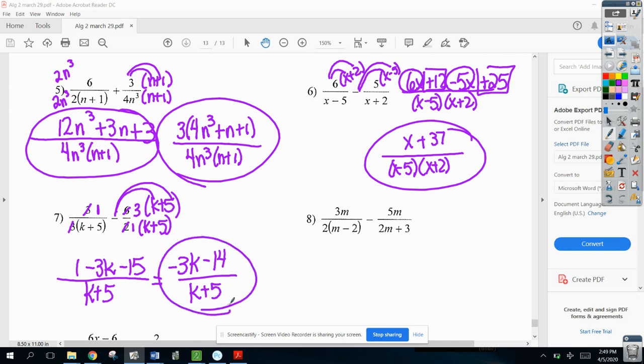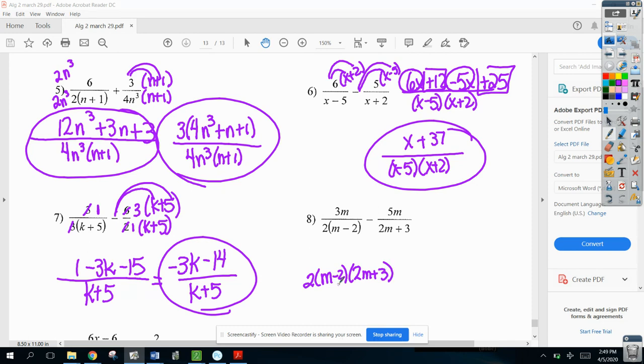Ooh, that was nice. This guy, now this is tricky because there's a 2 and an m and a 2 and an m, but one is outside the parentheses, one is with the plus sign, so you can't really fix that. So you have the 2 on the outside, you have the m minus 2, and you have a 2m plus 3. So there's a lot going on there.